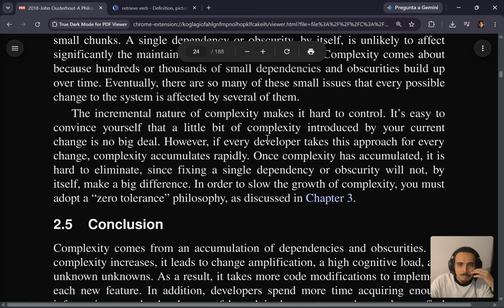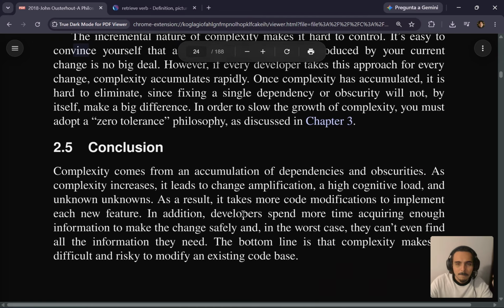The incremental nature of complexity makes it hard to control. It's easy to convince yourself that a little bit of complexity introduced by your current change is not a big deal. However, if every developer takes this approach for every change, complexity accumulates rapidly. Once complexity has accumulated, it is hard to eliminate, since fixing a single dependency or obscurity will not, by itself, make a big difference. In order to slow the growth of complexity, you must adopt a zero tolerance philosophy, as discussed in Chapter 3.